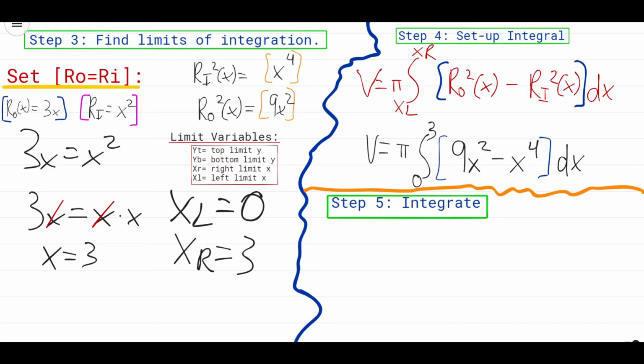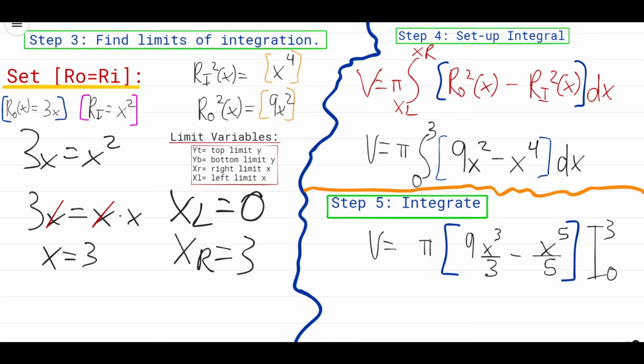So for step 5, we're going to integrate this function. The integral is very easy. I think the trivial part is the integration, and setting up the integral is where people fall. But once you know how to set it up, the integral itself is very easy to compute. So the volume is pi times the integral of 9x squared minus x to the 4th. When we integrate that, it's 9x cubed over 3 minus x to the 5th over 5, bounded between 3 and 0.